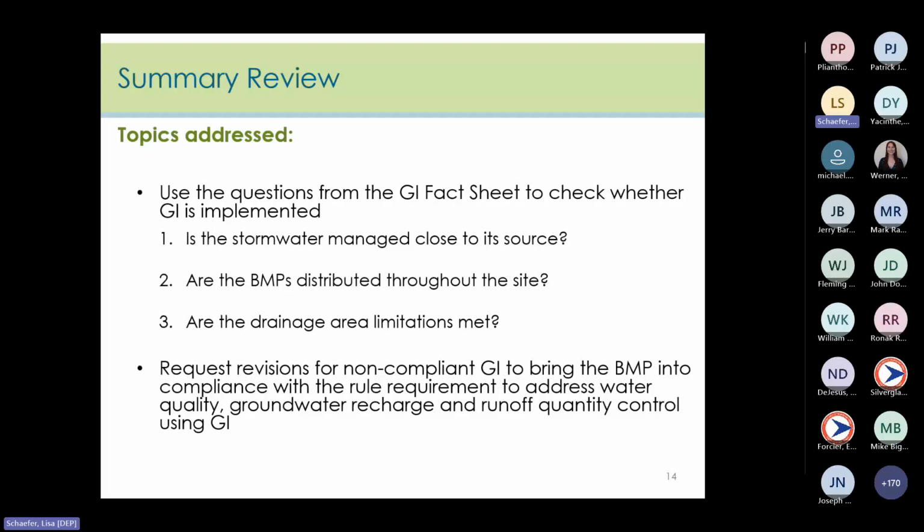So that would definitely have to be reflected in the review letter that was requesting revisions so that the project complies with the rule requirements to use GI. And of course, on the previous slide, I showed you how the project doesn't comply with the other design and performance standards for water quality, quantity control, and groundwater recharge. So therefore, we're sending this one back.